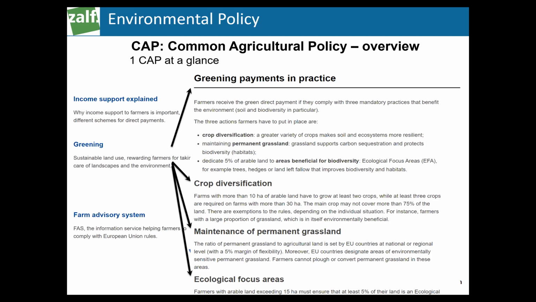Crop diversification: if you have a high diversity of crops, you receive a payment. Maintenance of permanent grasslands, and so on. Okay?